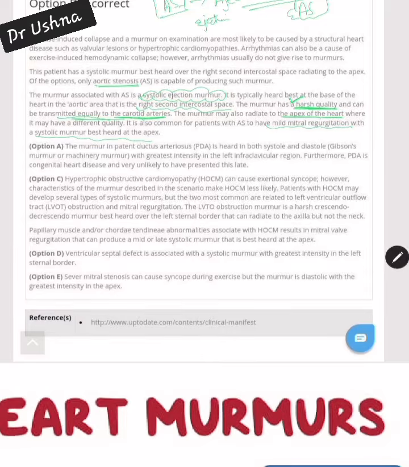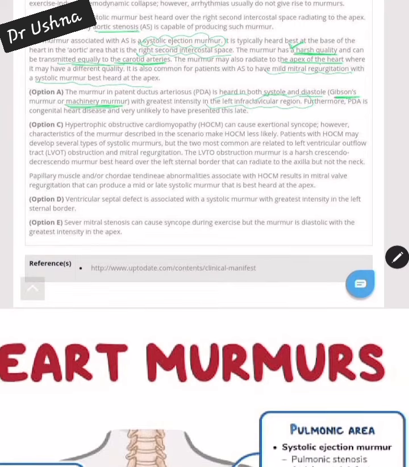The murmur of patent ductus arteriosus can be both systolic and diastolic, called Gibson's murmur or the machinery murmur, with the greatest intensity in the left infraclavicular region. Furthermore, PDA, a congenital heart disease, is unlikely to present this late. Hypertrophic obstructive cardiomyopathy, HOCM, is also a very important cause of exertional syncope. However, the murmur characteristic described in this scenario is not typical for HOCM.